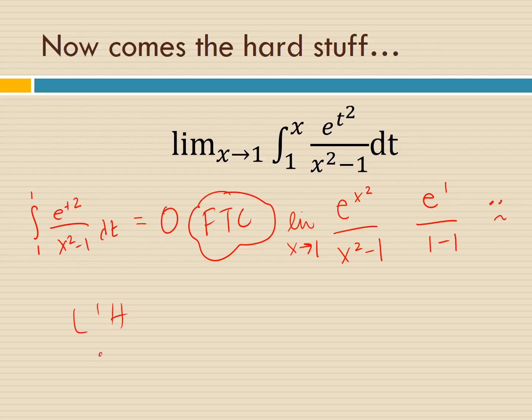So you take the derivative of the top, which gets you a 2x e to the x squared over a 2x. And the 2x's can cancel out, and then you're left with the limit as x approaches 1 of e to the x squared, which gets you e. So your final answer is e.